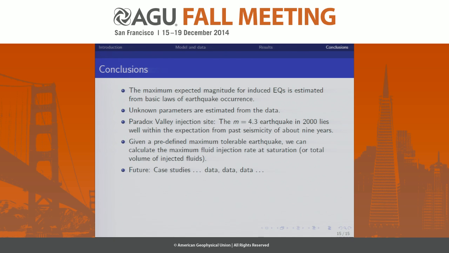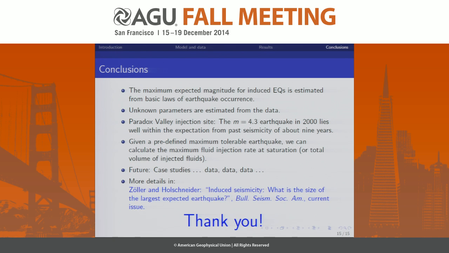Future work. I mentioned the problem of data availability. What we need is data, and then we can apply other case studies, and we can also address problems like data declustering and so on, which is not possible in this case, where we do not have access to the catalog. For more details, I refer to a short note in the current issue of BSSA, where you can find further details on this work. And with this, I thank you for your attention.